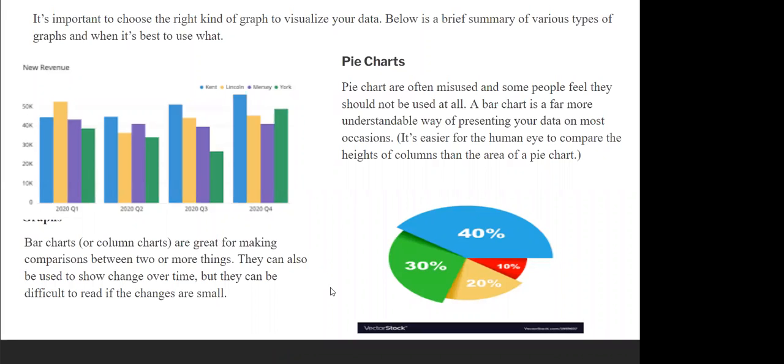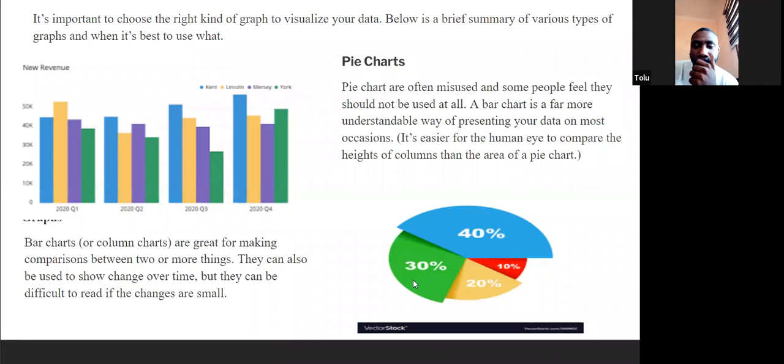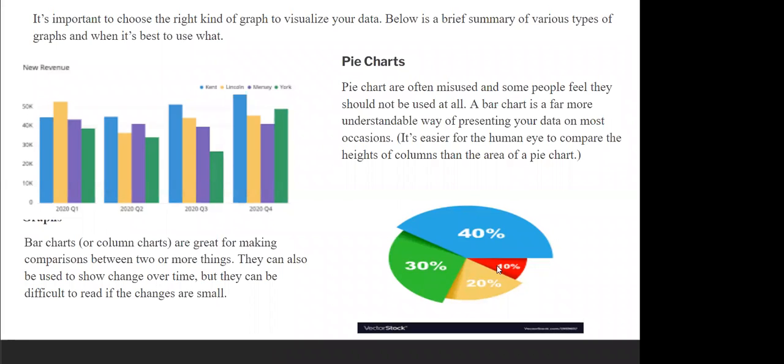So this is what a pie chart looks like. Pie charts can show you the volume of a particular data. Here we have 40% volume on the blue, 30% on the green, 10 on the red, and so on.